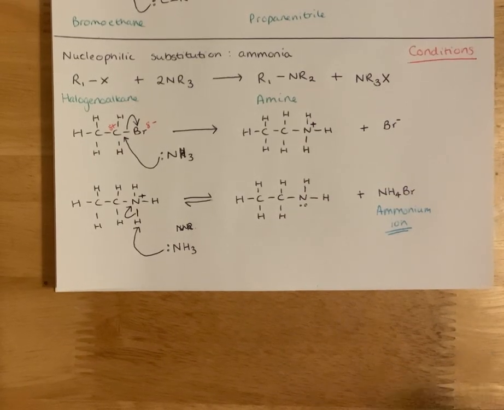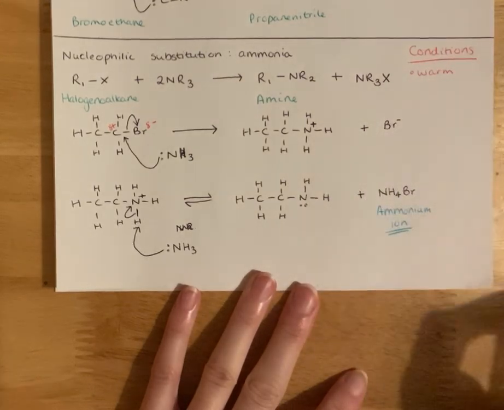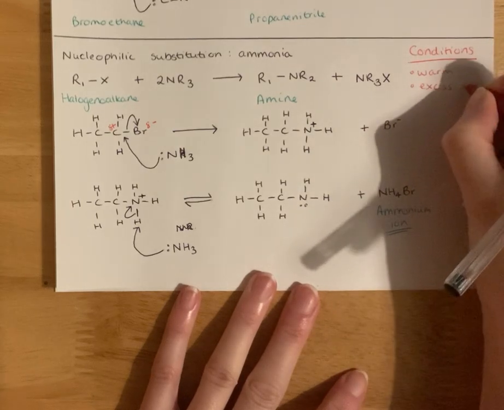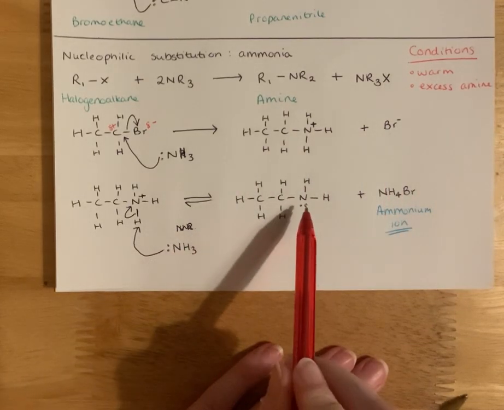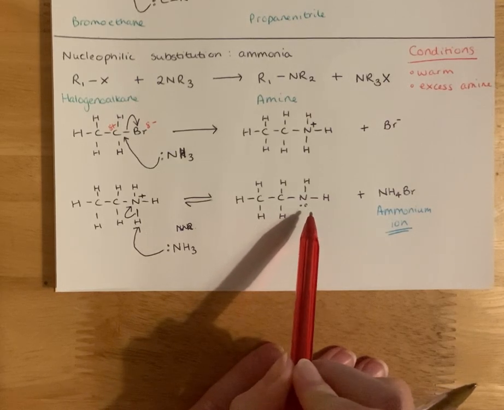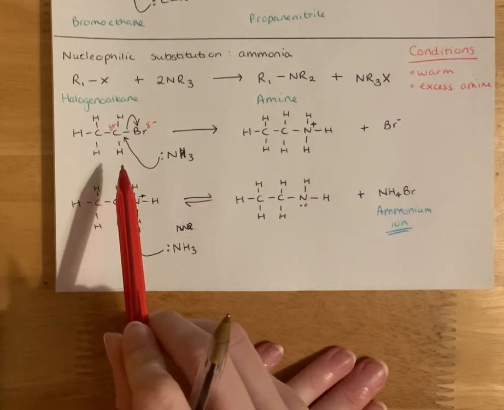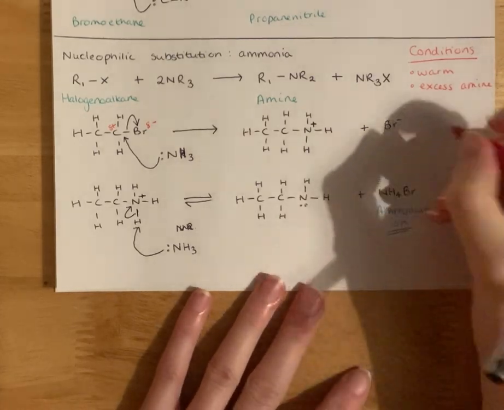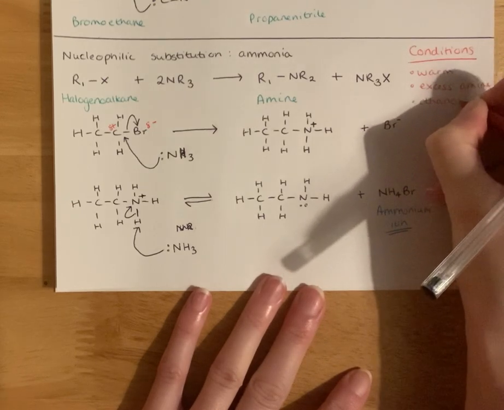Okay. So the conditions for this, just like the last one, it's going to be warm. We need excess amine. Now this is because if this species here, our product, has a lone pair, so this could act as a nucleophile. This could take the place of this, and this could react with our starting material, which we don't want. So if you use excess amine, that's a way to overcome that. This is again going to be an ethanolic solution. It's not in water.